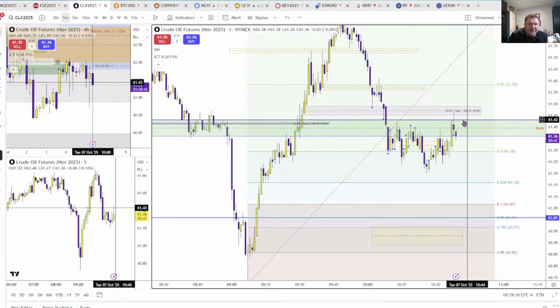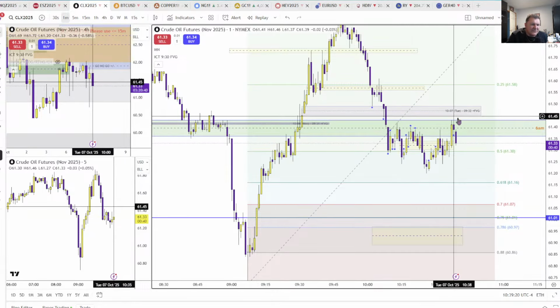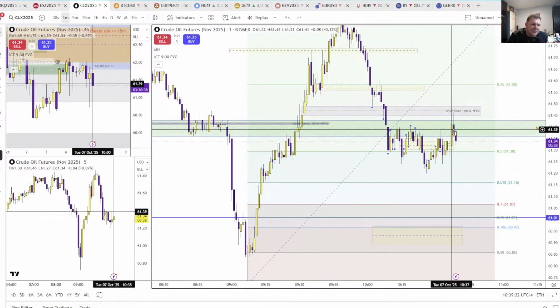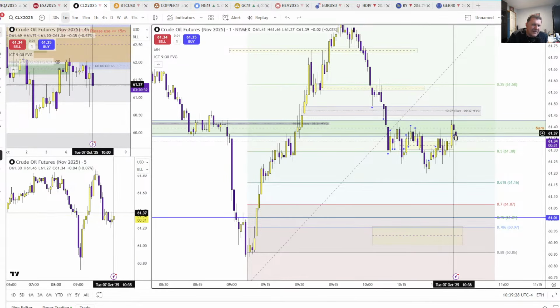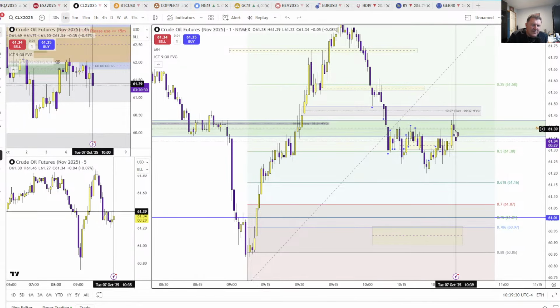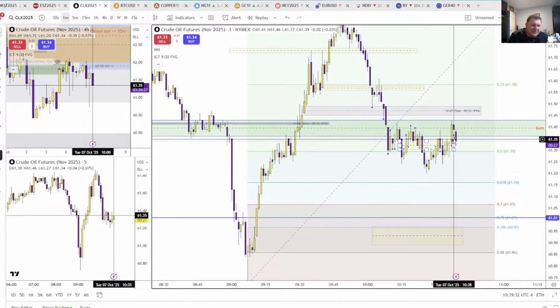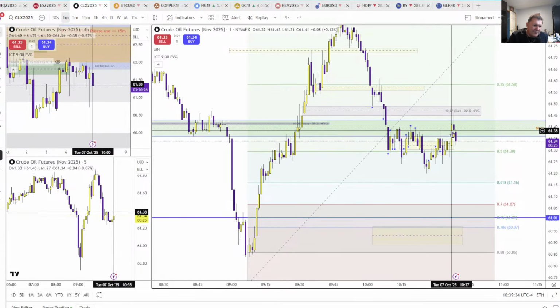Still not a body here yet. Still wait. You're going to wait for that structure shift. This is a nice little candle, but we wanted to see that form a little fair value gap above here. So you've got this fair value gap here. Trade below it. Use it as support. Then we're coming back down to box internal range here.